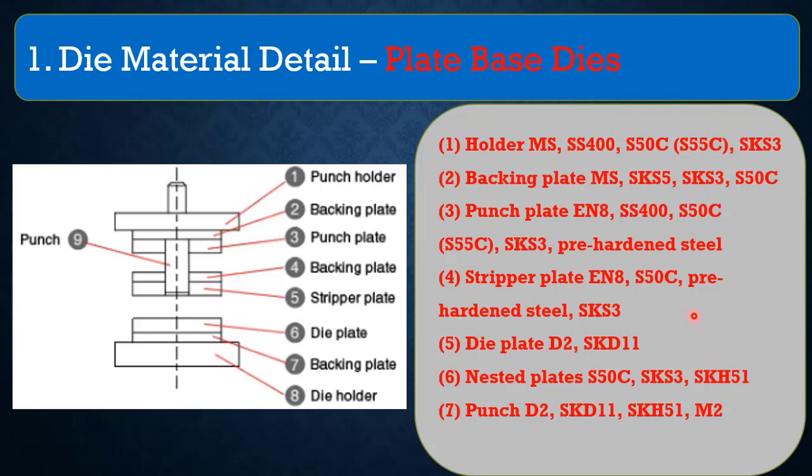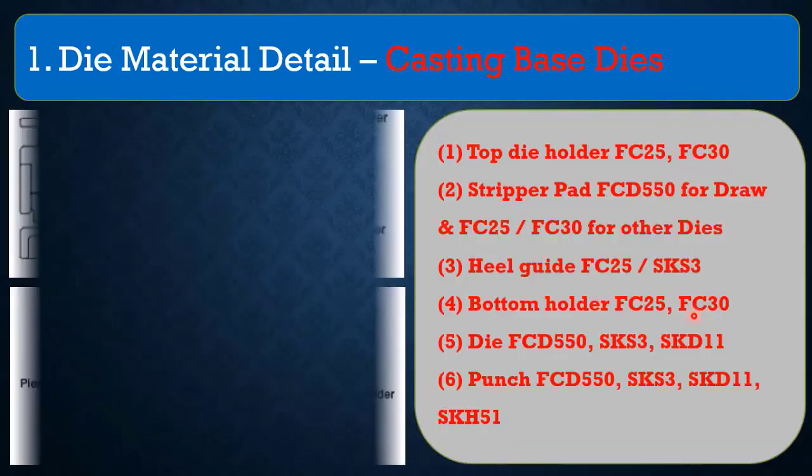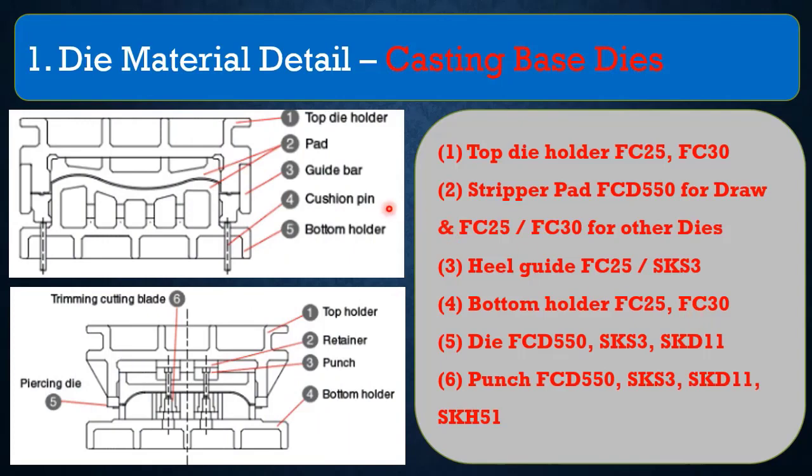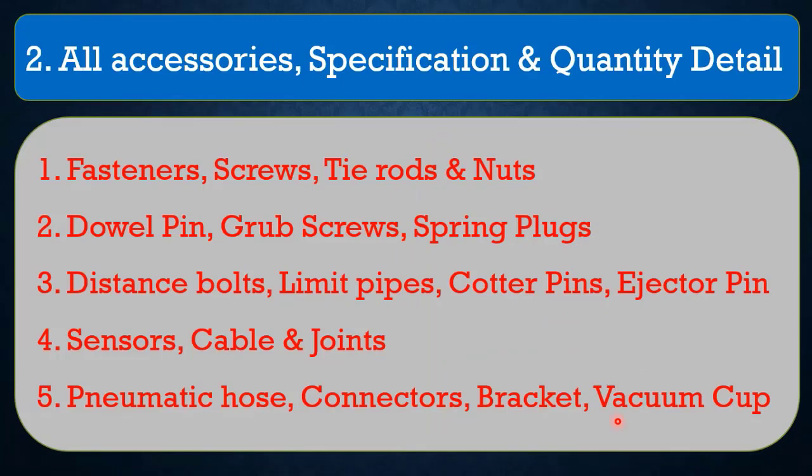And in the casting based dies, you can find the top die holder, pad, guide bars, and the bottom die holder, punches, retainer. So basically the top die holder and the bottom die holder are made up of FC25, FC30, stripper pad, heel guides, bottom holder. Number 2, all the accessories, specification and quantity detail.